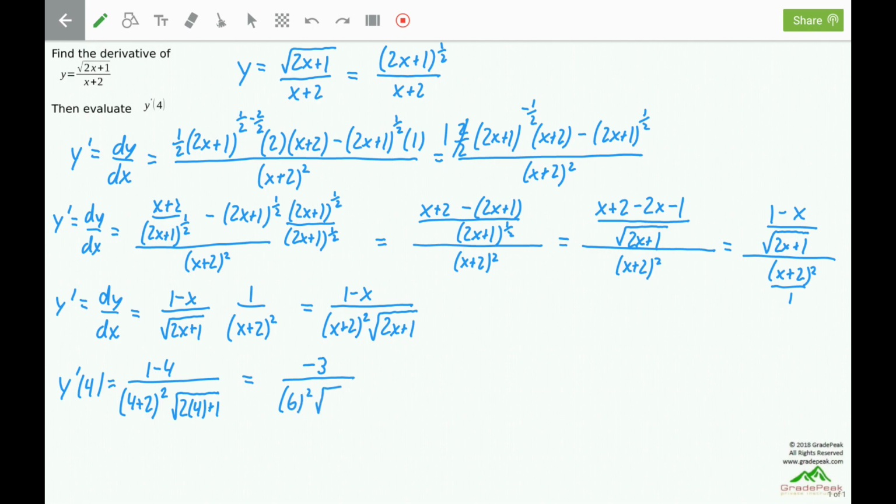And then we have the square root of 2 times 4, which is an 8 plus a 1. So we have negative 3 over 36 times the square root of 8 plus 1, which is a 9. And so we have negative 3 over 36 times a 3. Now instead of multiplying 36 and 3, let's just cancel the 3's here and here, leaving a 1 in the numerator with that negative. So overall I'm ending up with negative 1 over 36.